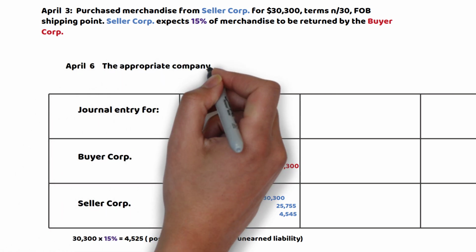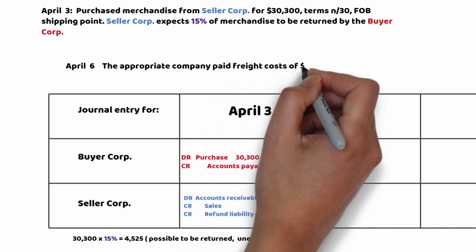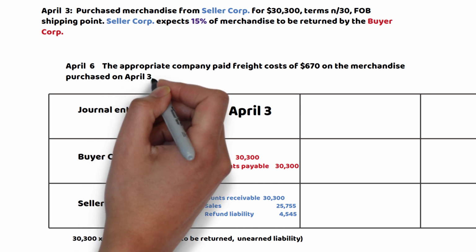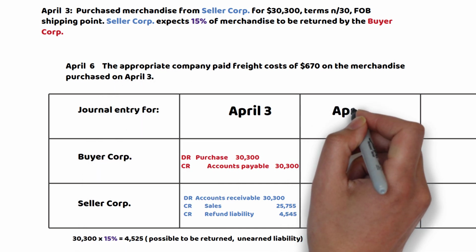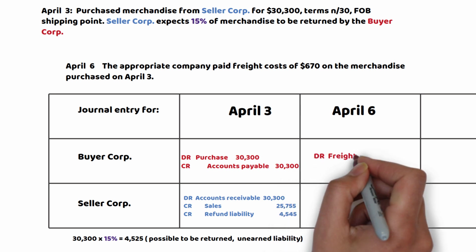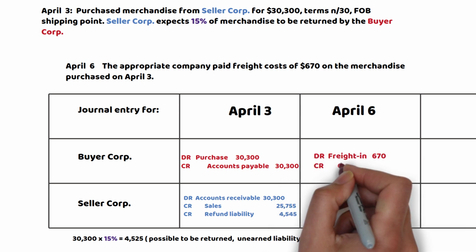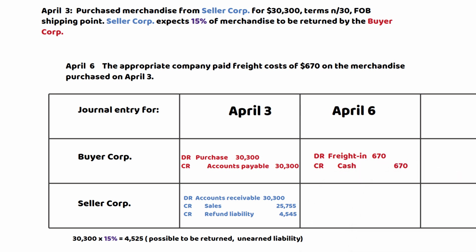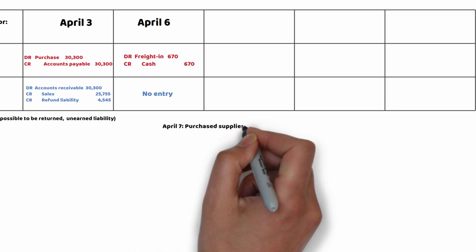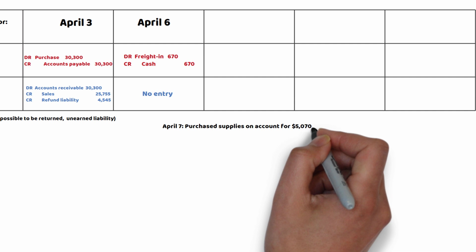Now let's take a look at April 6th. The company paid the freight cost of $670 on the merchandise purchased on April 3rd. This is FOB shipping point, so the buyer is responsible for paying the transportation fee. You debit freight-in expense $670 and credit cash $670. The seller has nothing to do with this. Therefore, there's no entry for the seller.